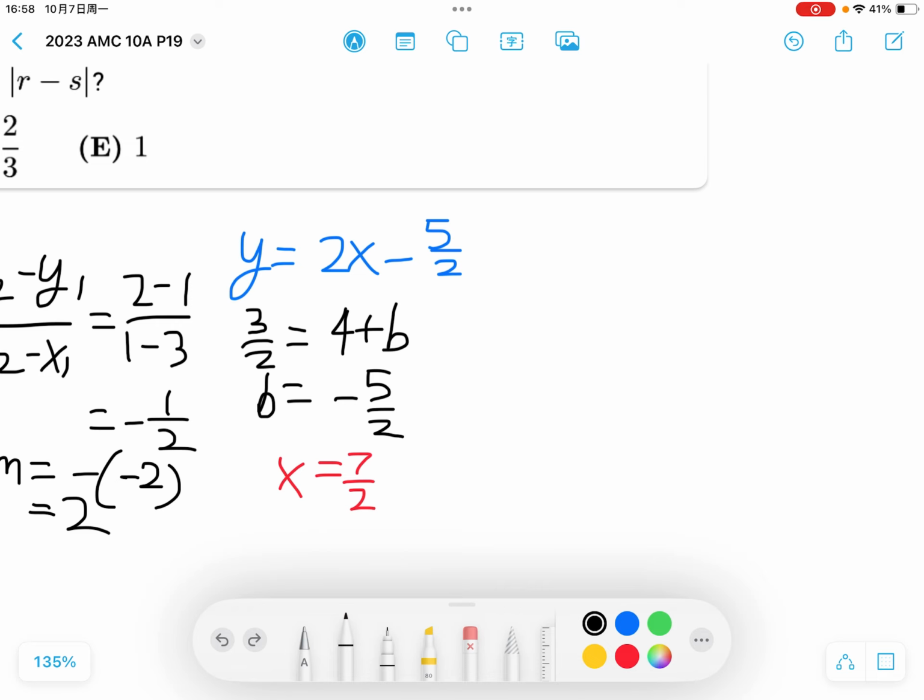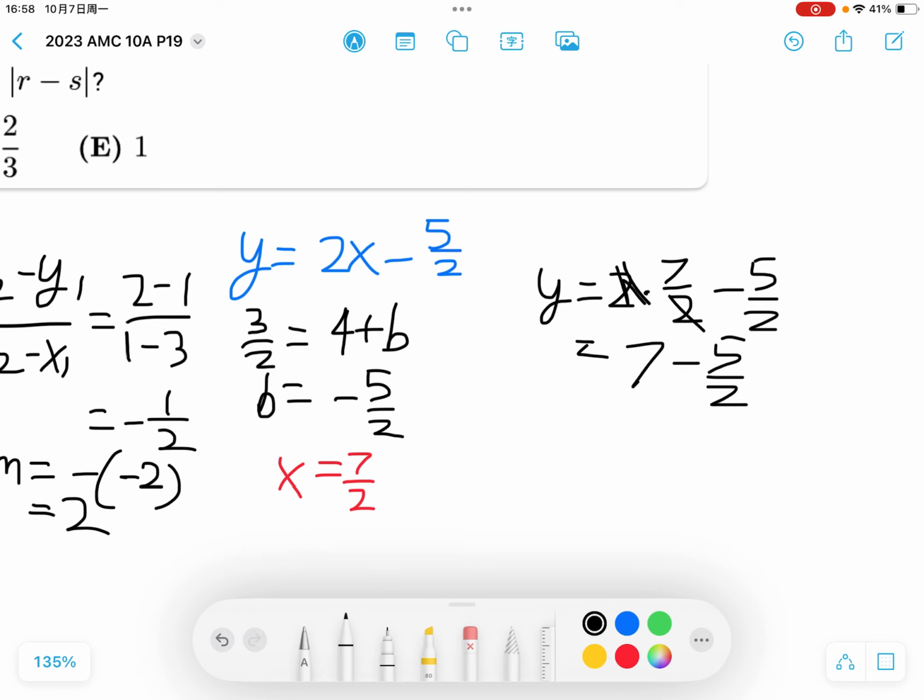So we put these two equations into a system of equations. Then we know that x is 7 over 2, so we can plug this in. y equals 2 times 7 over 2 minus 5 over 2 equals, the 2's cancel out, 7 minus 5 over 2. So 7 is 14 over 2. So this is 9 over 2. Okay, so y is 9 over 2. So the coordinates for P will be 7 over 2, 9 over 2.